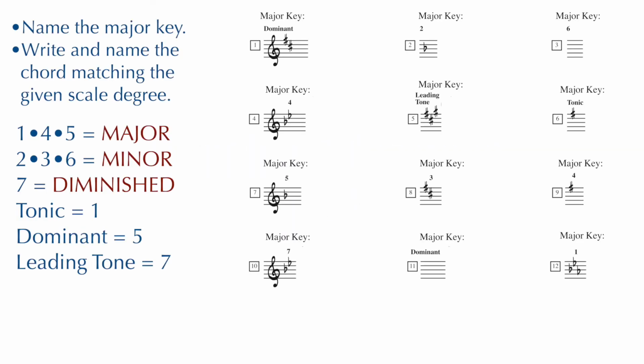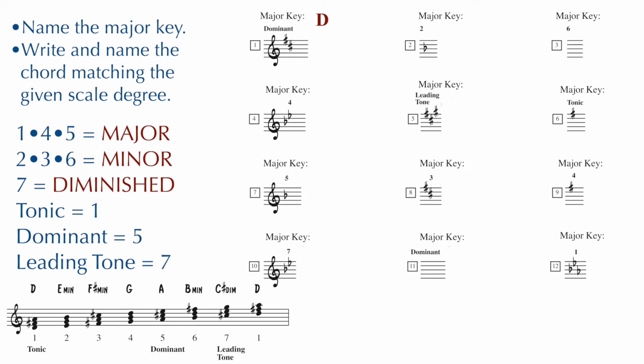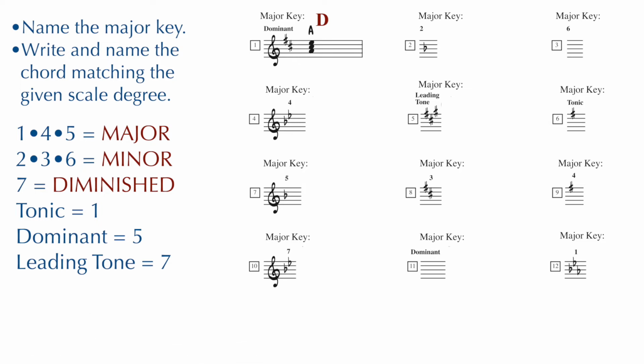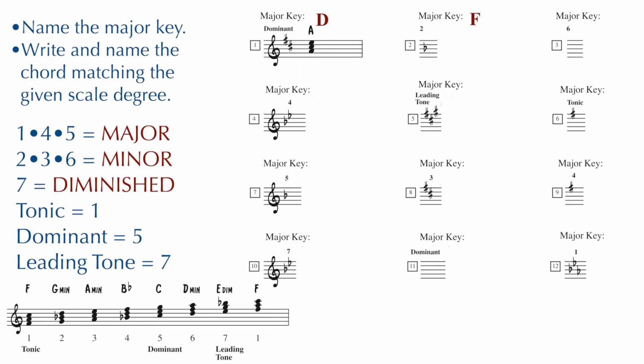Number 1, we have 2 sharps in the key signature. That puts us in the key of D major. Let's go ahead and build a D major scale and its triads, and then we can figure out that the dominant chord, which is the 5 chord, will be A major. Number 2, we have 1 flat in the key signature. That puts us in the key of F major. Let's go ahead and build an F major scale and its triads. From there we can see that the 2 chord is G minor.